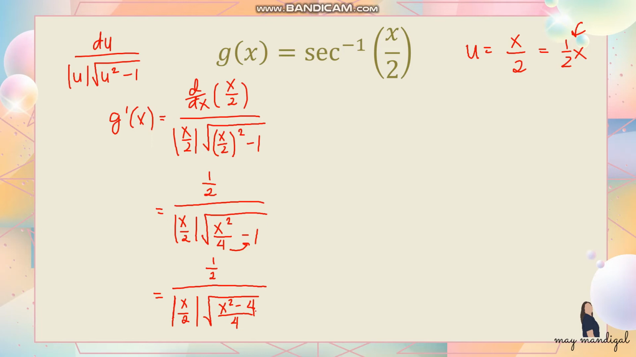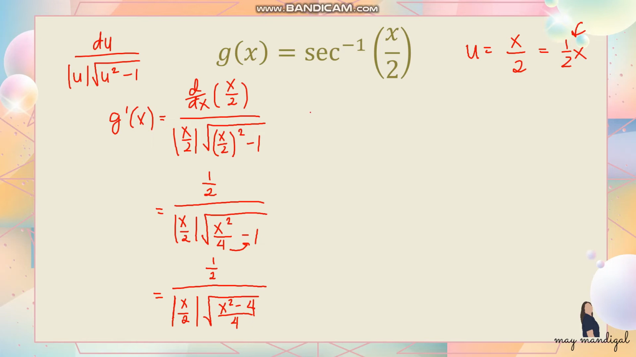Now, after that, you will see that we have now square root of x squared minus 4 all over 4. So we now have two terms, the x squared minus 4 and then the 4, and they are divided by one another. So what we can do here is we can now get the square root of the numerator and the square root of our denominator.